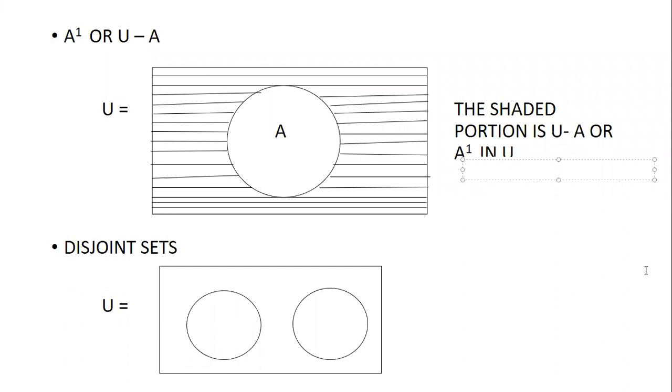Now universal set is equal to A, B, C, D, E, F, G and H. And then we have set A, which is equal to, let's say, A, C, E, G. Okay, so this is U, that is the universal set from A to H. And then we have set A, which is A, C, E, G. Now can you tell me how do I calculate A complement?